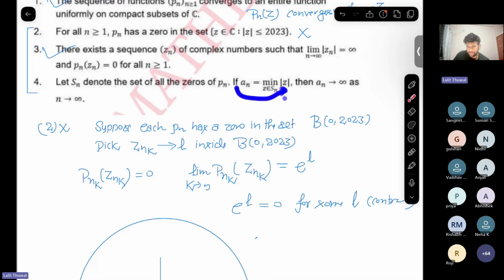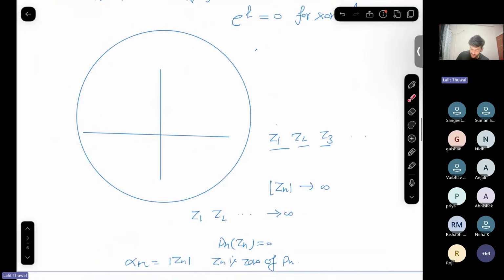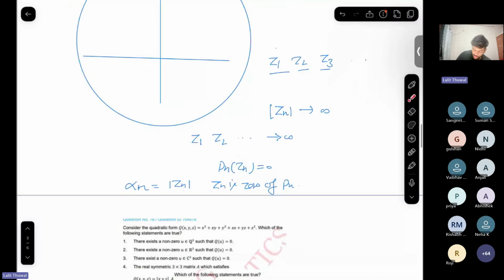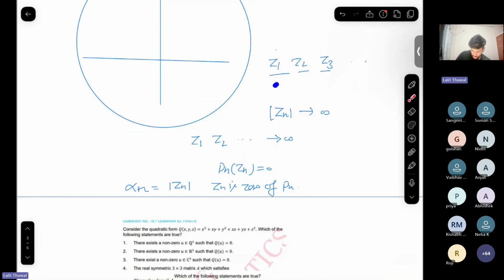Whose mod is minimum. Then alpha n tends to infinity, and it's very obvious because I have already proved that no matter what zero you pick, you always get mod z tends to infinity, right? So that is also true.